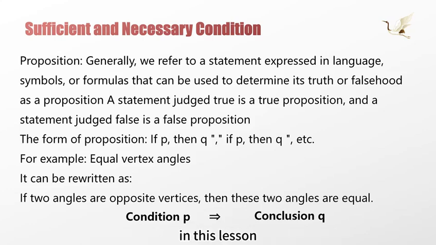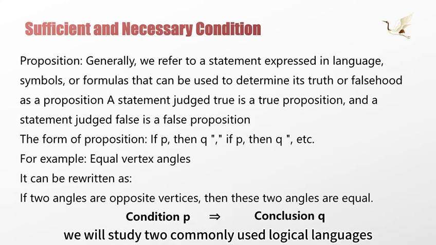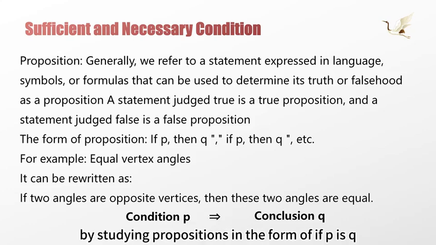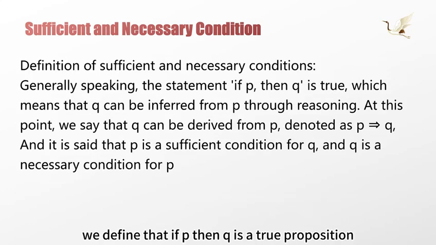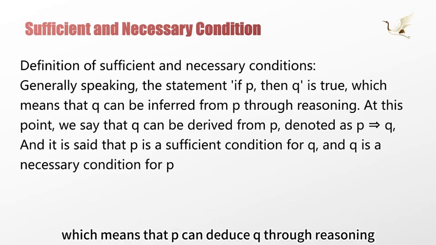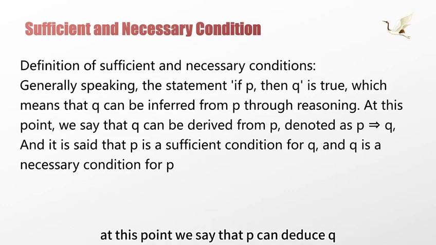In this lesson, we will study two commonly used logical languages in mathematics, sufficient and necessary conditions, by studying propositions in the form of if P, then Q. We define that if P then Q is a true proposition, which means that P can deduce Q through reasoning. At this point, we say that P can deduce Q, denoted as P ⇒ Q, and that P is a sufficient condition for Q, while Q is a necessary condition for P.